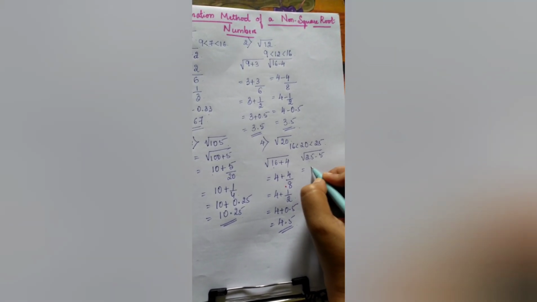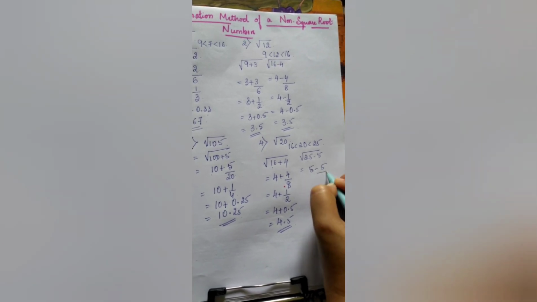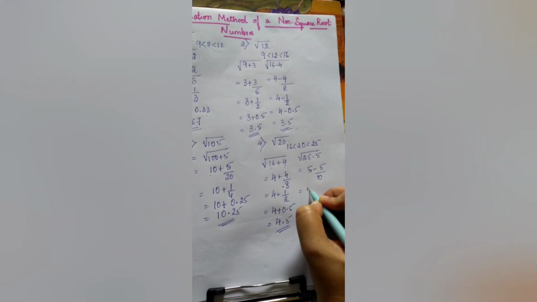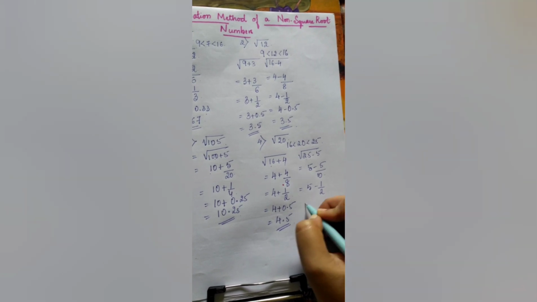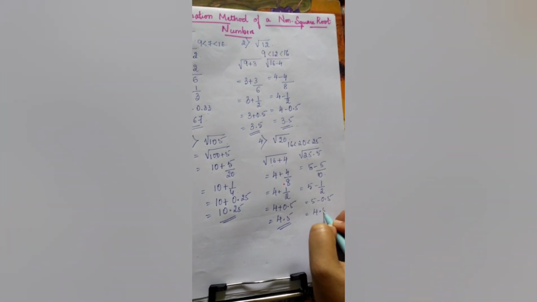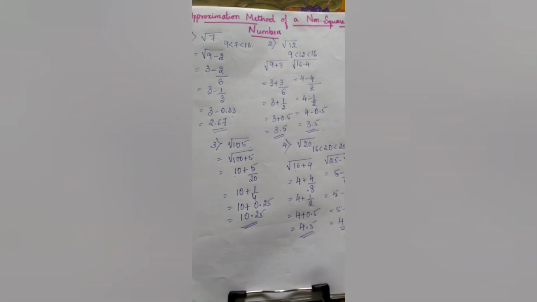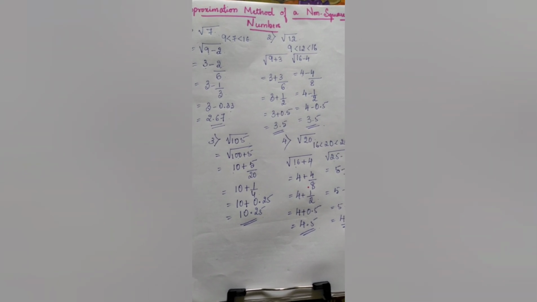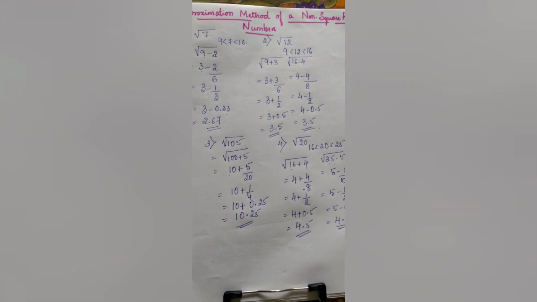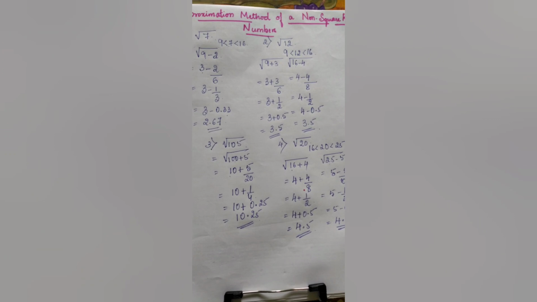Square root of 25 is 5. 5 minus 5 by 10. 5 minus 1 by 2. 5 minus 0.5 is nothing but 4.5. So this is how we can find out the approximate value of non-square root numbers easily.